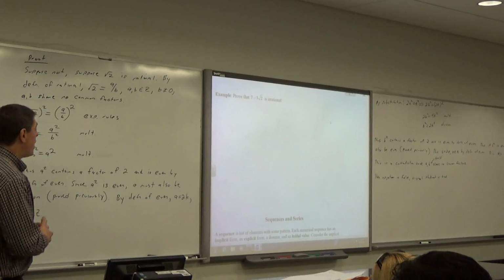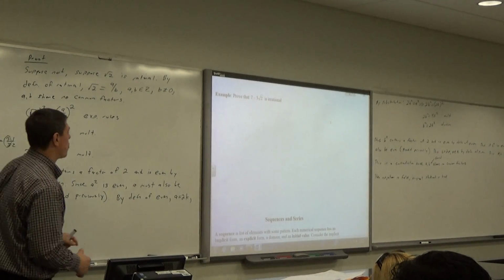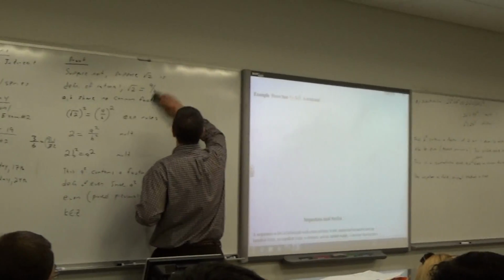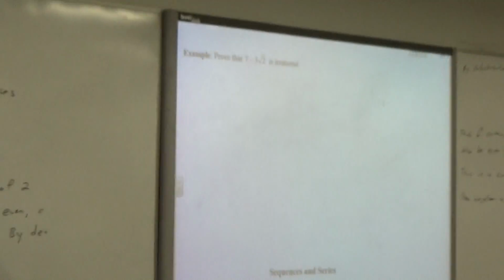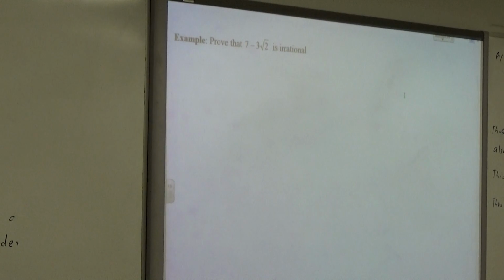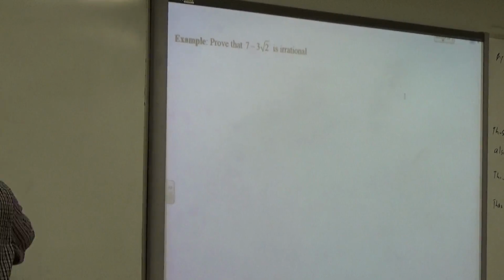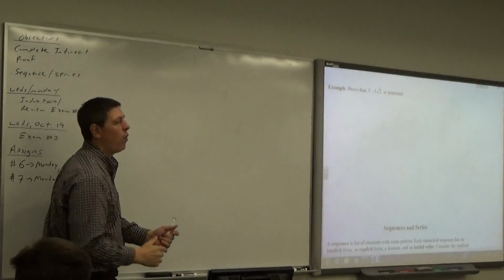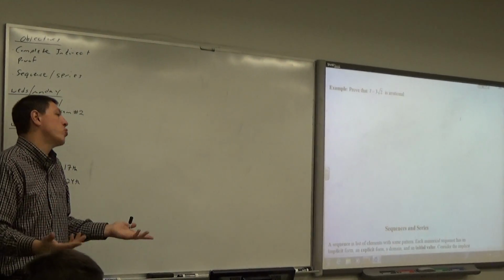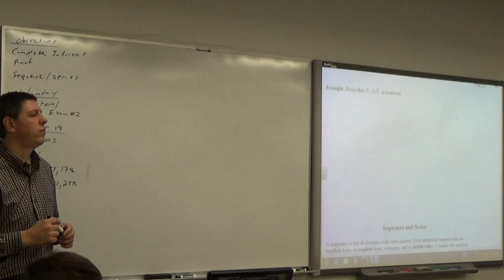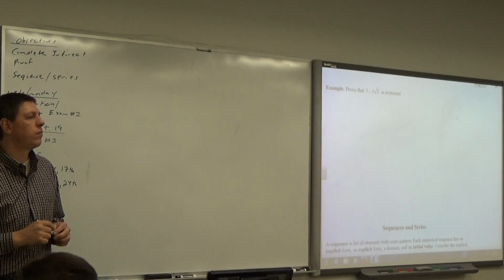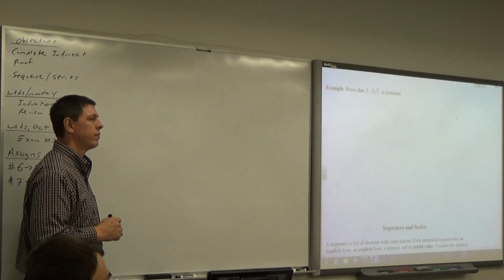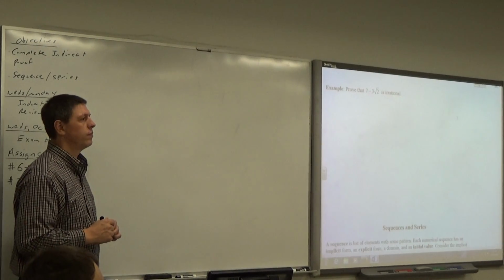Okay, so the next proof that we have is a lot easier than the previous, okay? This one says to prove that 7 minus 3 roots of 2 is irrational. Now, the good news is that we've already proved that root 2 is irrational, okay? So you probably already think to yourself, okay, it's going to be irrational, okay?